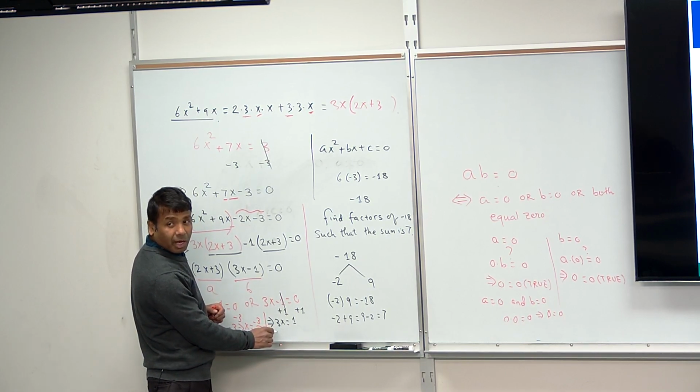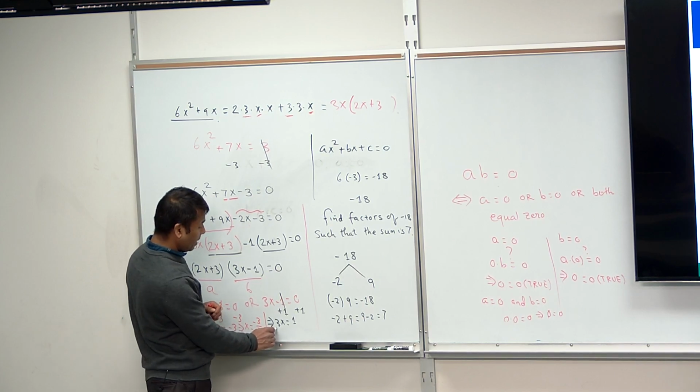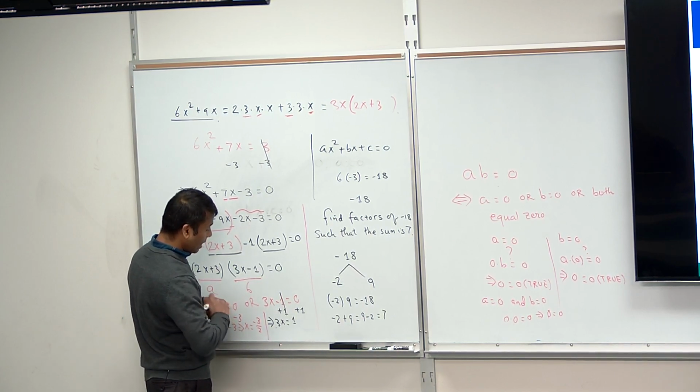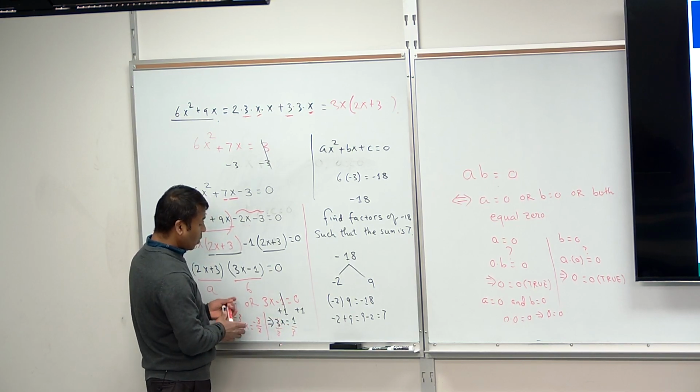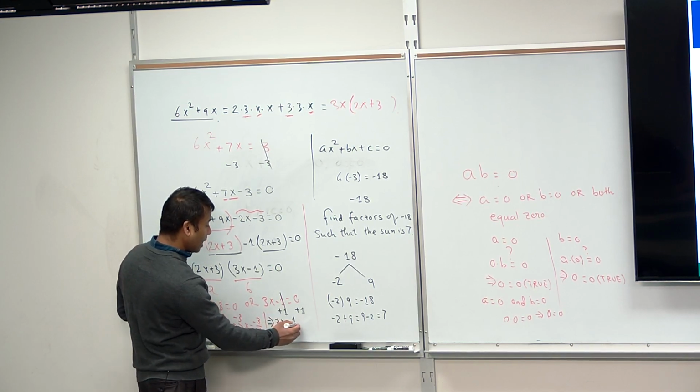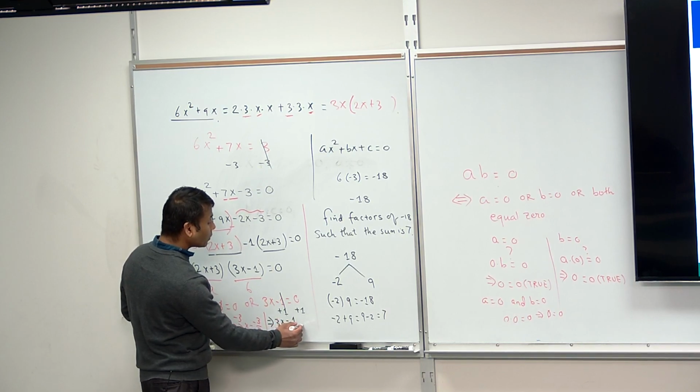You divide both sides by 3. So now you divide both sides by 3. This cancels. So what is the value of x? Now x equals 1 over 3. Did you see that?